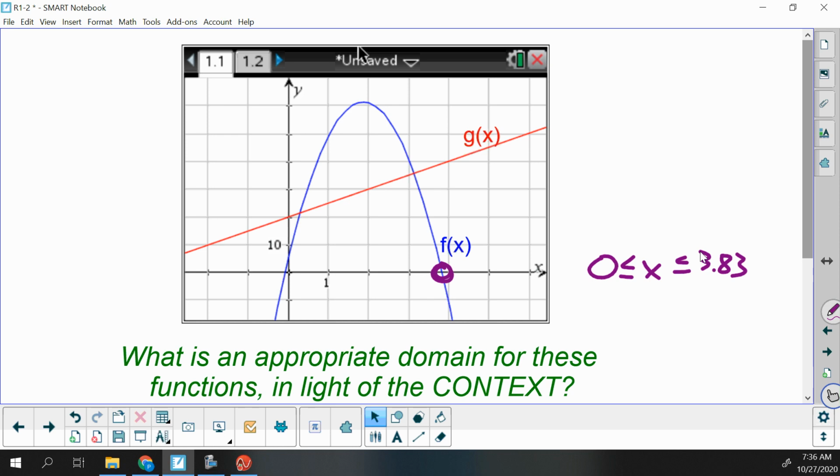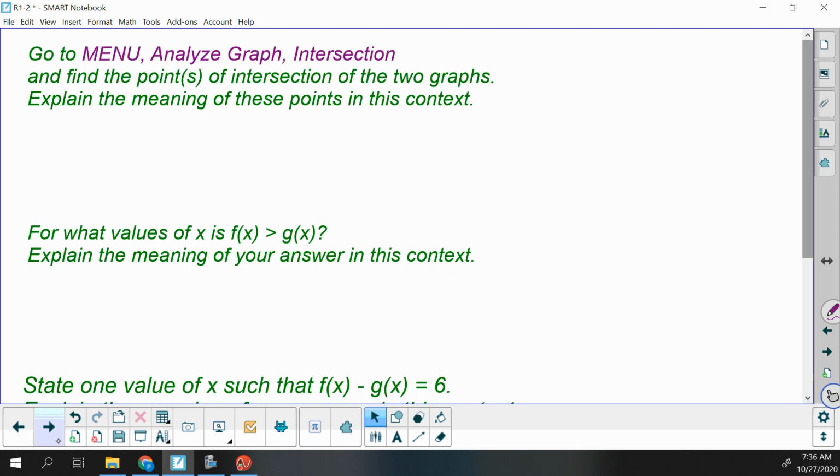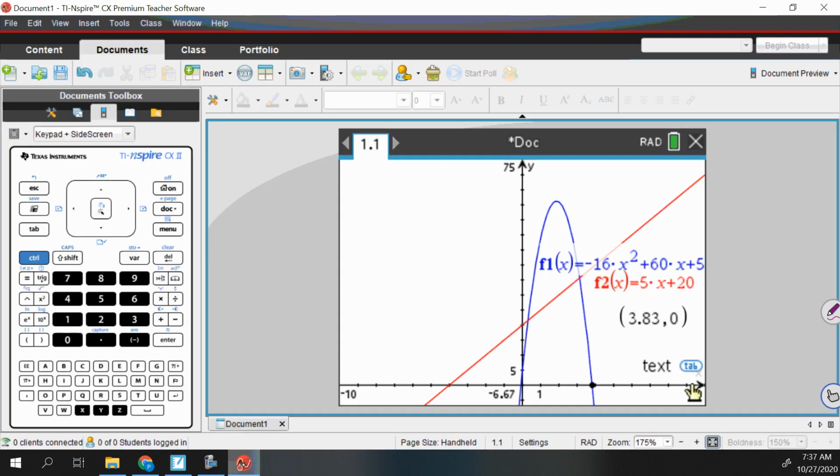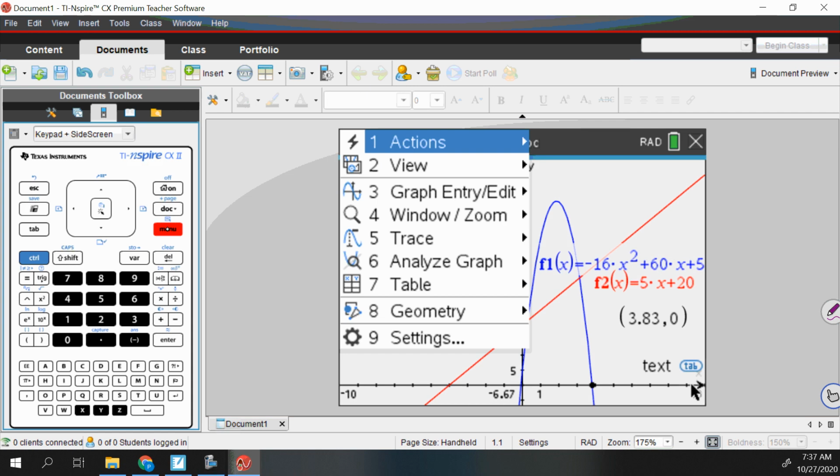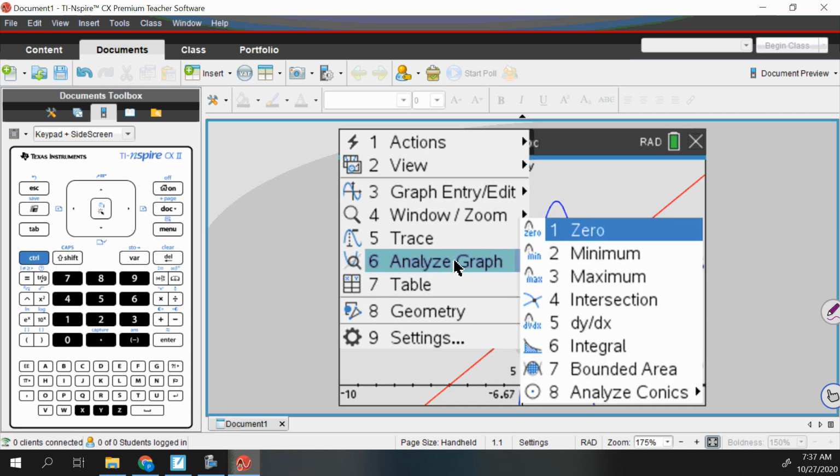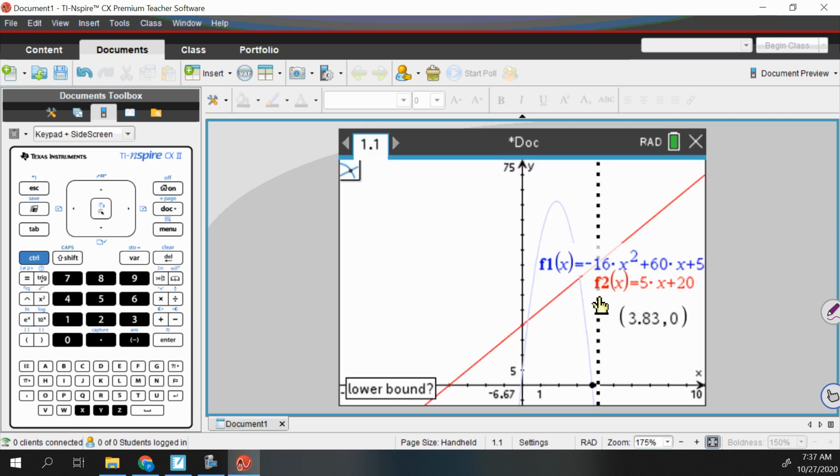So if we go down to the bottom of page 11 now, go to Menu, Analyze Graph, Intersection, and find our intersection points, and then explain the context. So we're going to go to Menu, Analyze Graph, Intersection, and let's find that left intersection first. So go left of that intersection, right of that intersection, and we get 0.299 and 21.5.